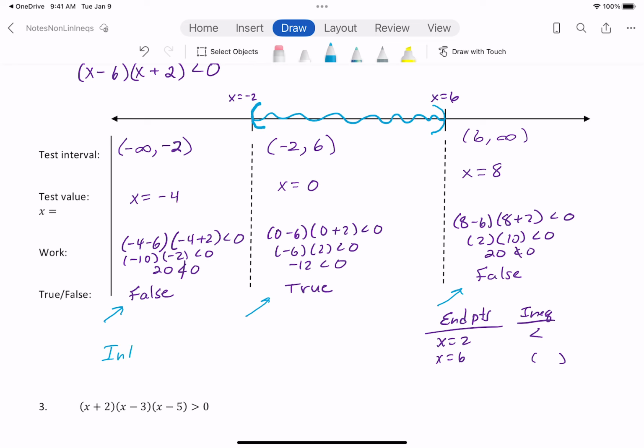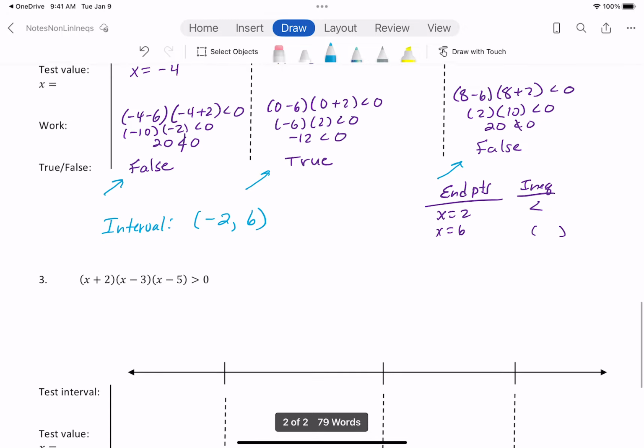And then the last part is to write the answer in interval notation. So the solutions are the numbers in between -2 and 6. And we write that interval parenthesis -2, 6 parenthesis. Okay? One more.